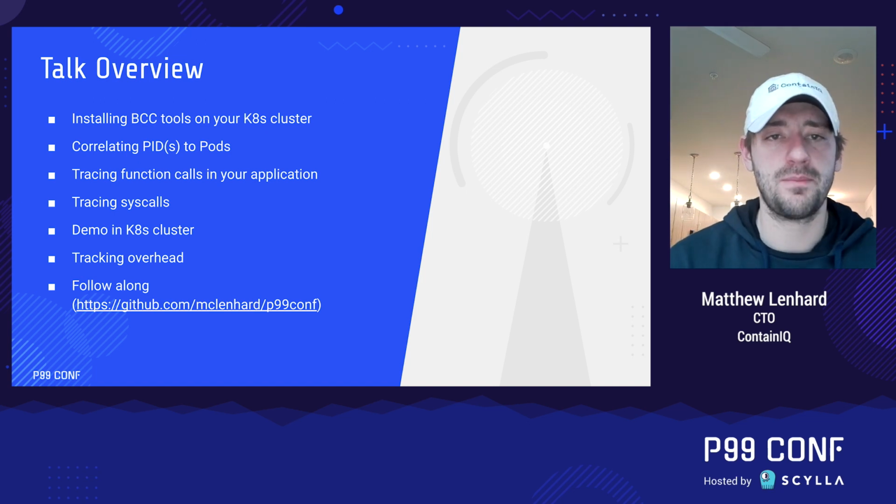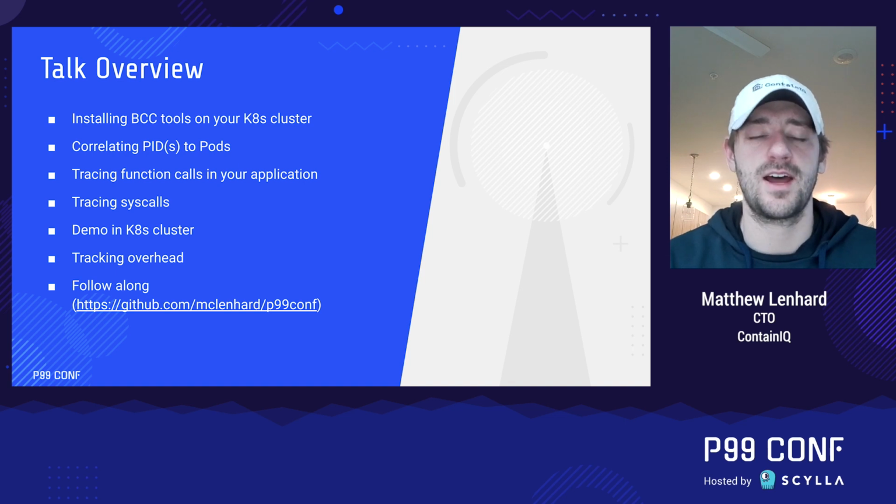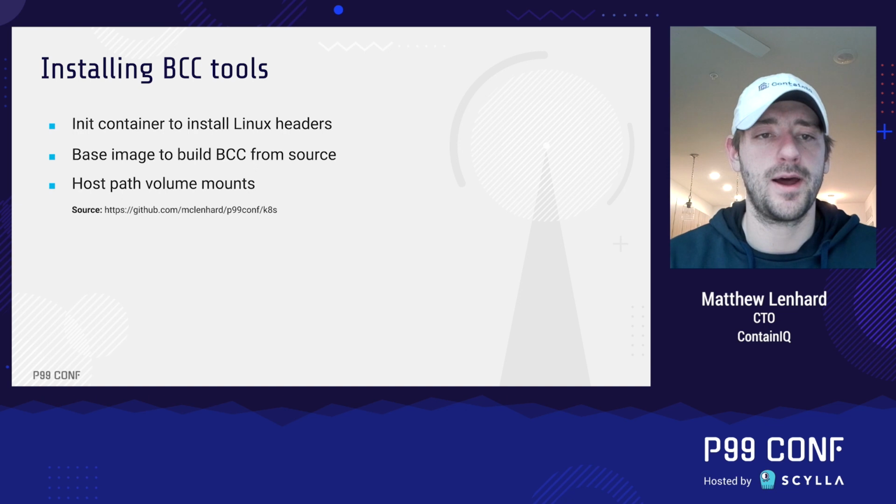Cool. So the first step is installing BCC tools. In order to do this, we're going to set up an init container, which you can see in that k8s YAML file in the repo. What's happening is we're running this init container to grab the Linux headers that correspond to the kernel version you're running. From there, we'll move them into lib modules so that the tools will work as expected. In the base image, we're basically just building BCC from source. We're copying in that main.py file, which is going to do all of the tracing.